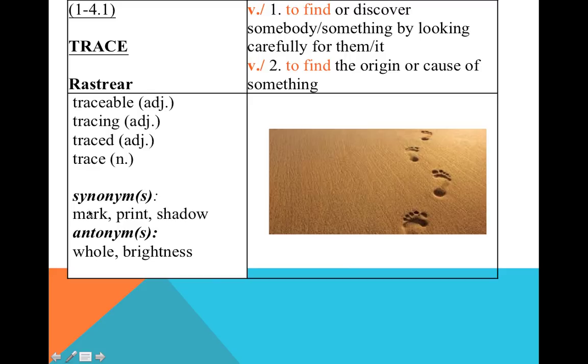Synonyms, we got some synonyms. Here's mark, print, shadow. Antonyms, whole or brightness.